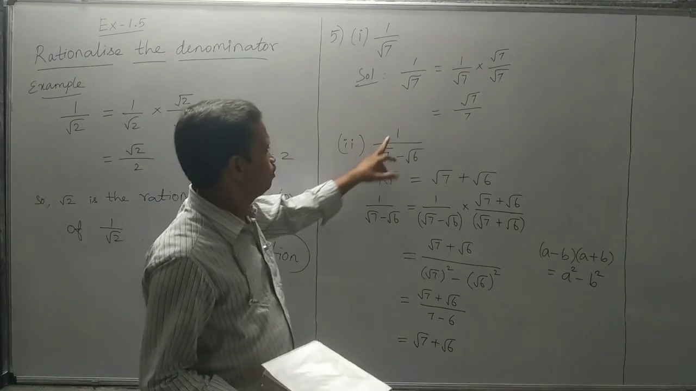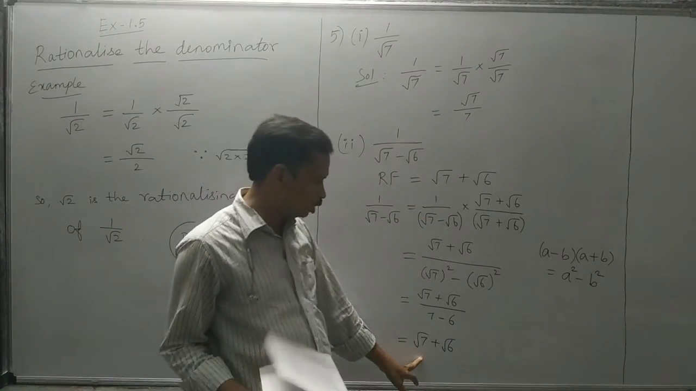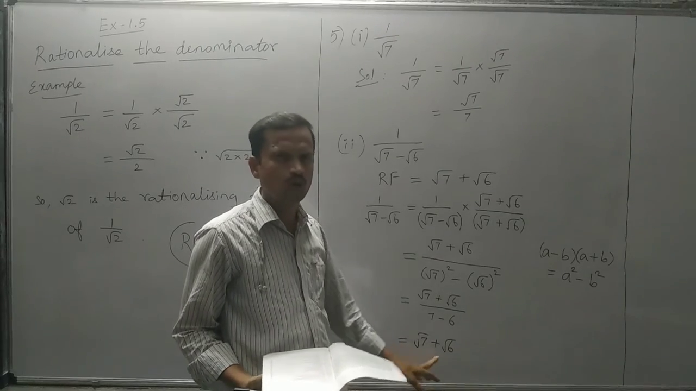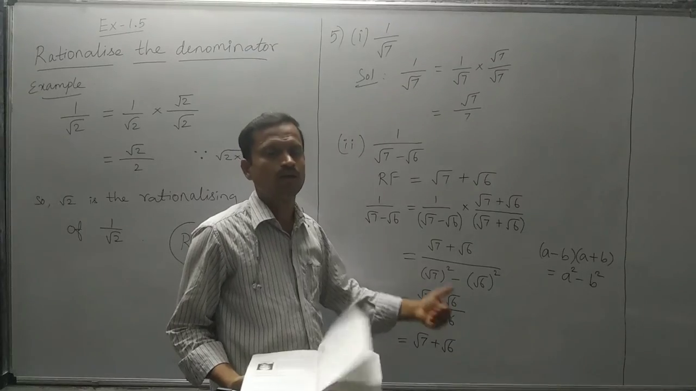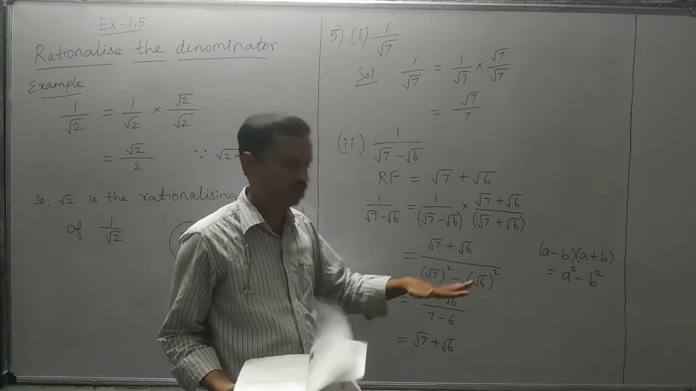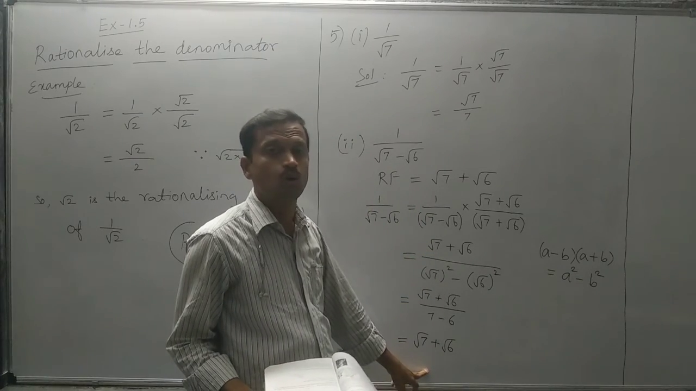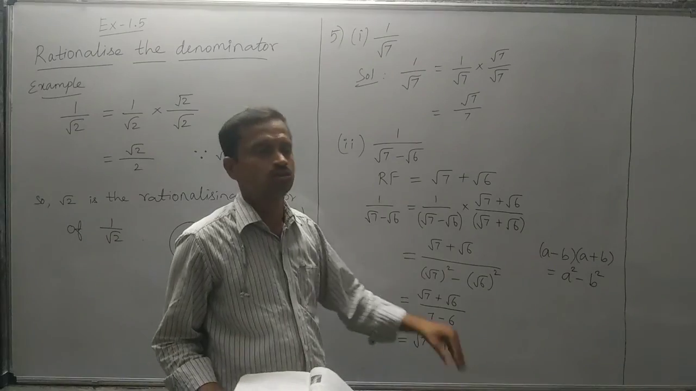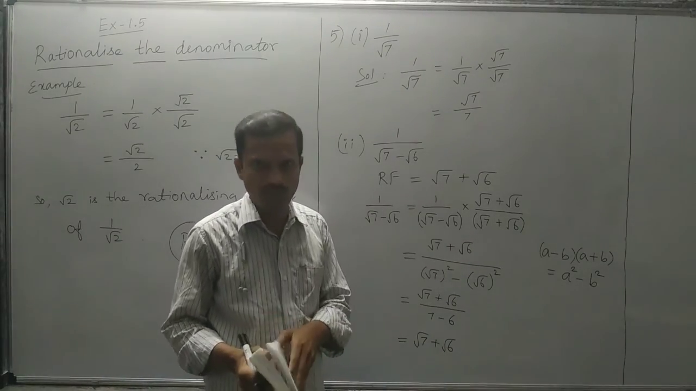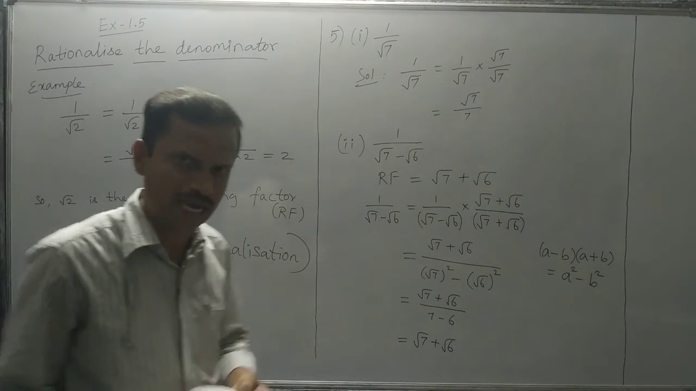So the given problem 1 by root 7 minus root 6 is equal to root 7 plus root 6, where the denominator is rationalized. Here the denominator was root 7 minus root 6, but now the denominator is 1. So the answer is root 7 plus root 6. So this is the rationalizing form. Clear? And two more sums are there.